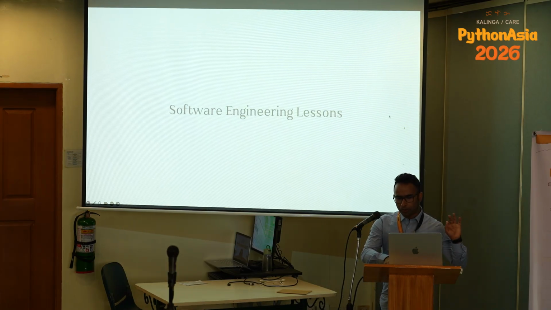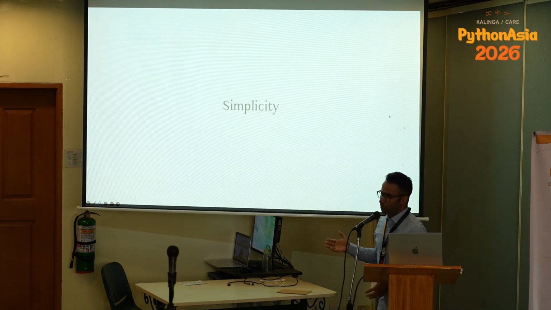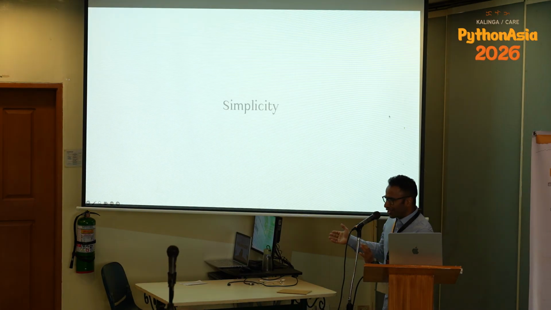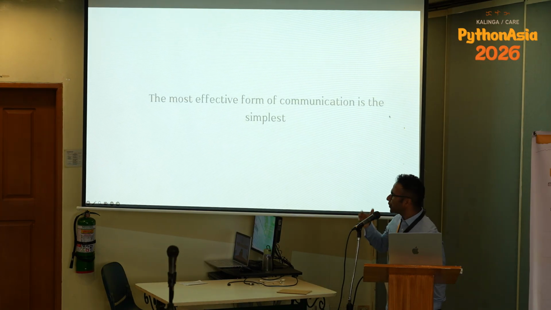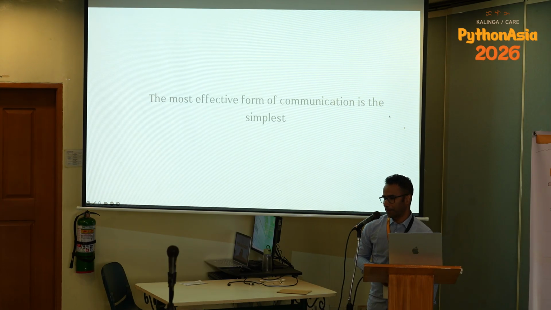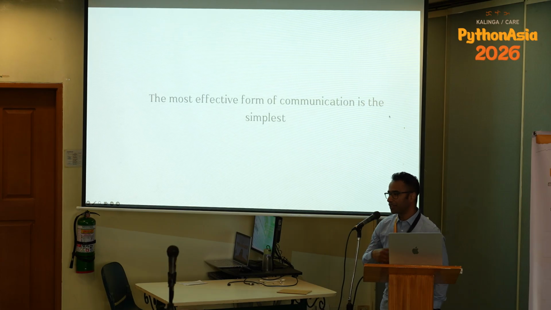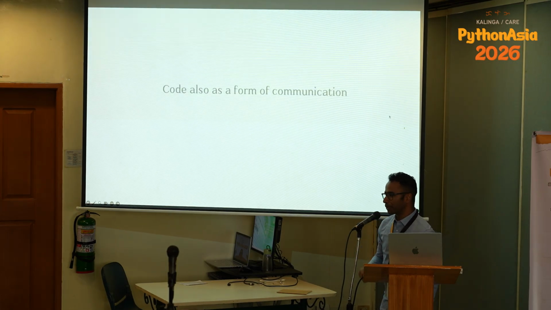And the first lesson that we could learn from haiku and adapt in software engineering practice is that of simplicity. So we discussed it earlier as well, but haiku teaches us that the most effective form of communication is the simplest. And by form of communication, I'm not just referring to natural language communication, I'm also referring to using code as a form of communication. Even in the age of AI, I still believe that human beings are also consumers of the code as much as the machine, so simplicity is still important.